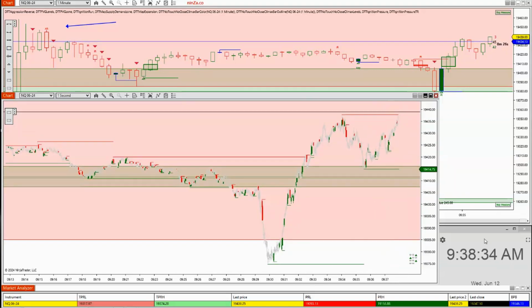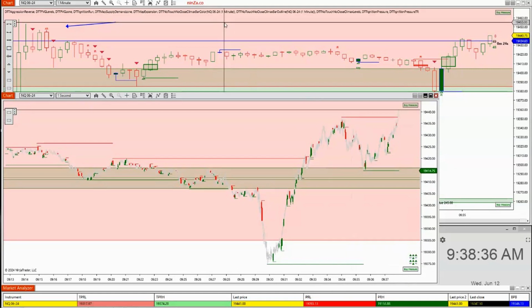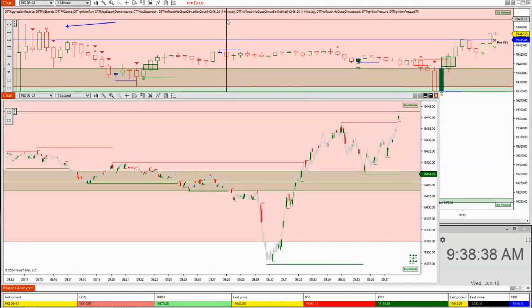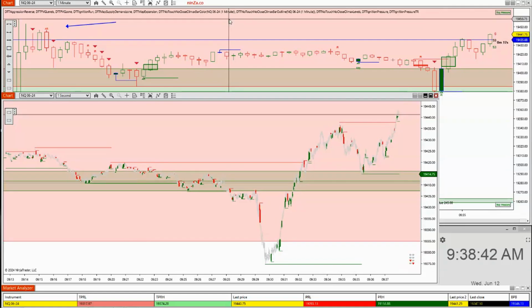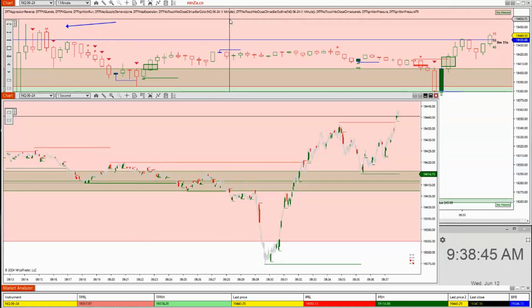Only got 2 more minutes here. I'm going to wait for them to break this high, and then from there, again, we'll take a look, maybe next week sometime, I guess.